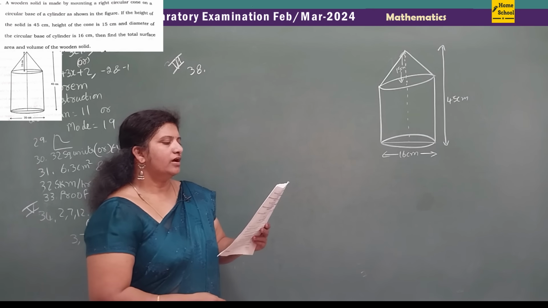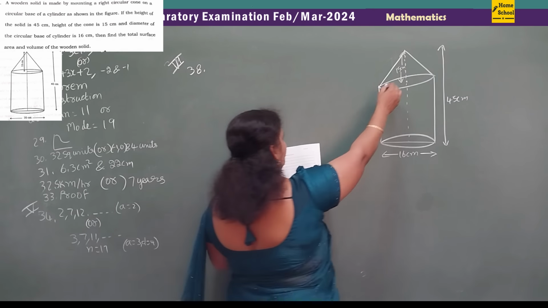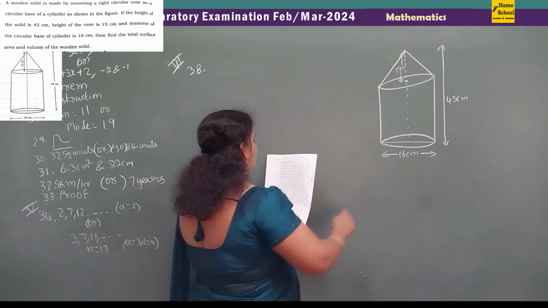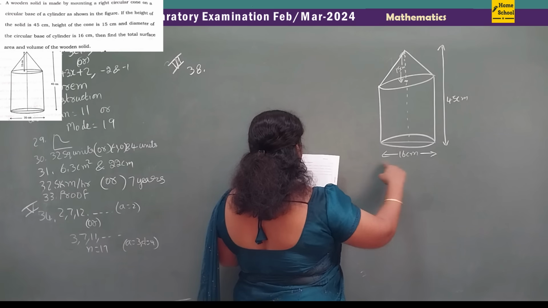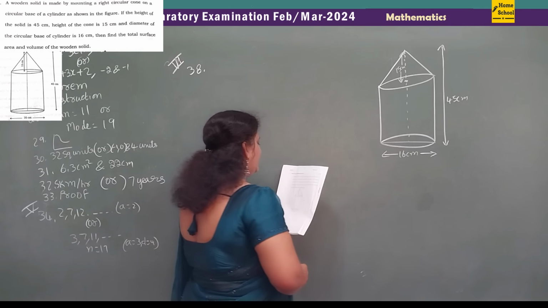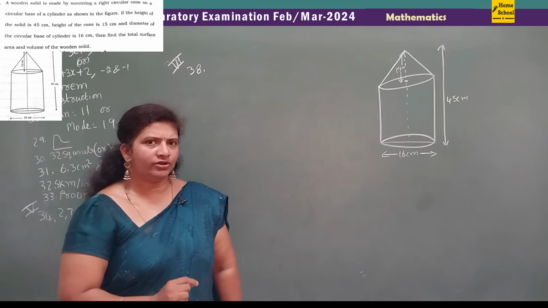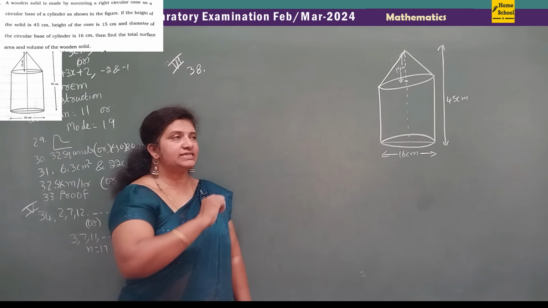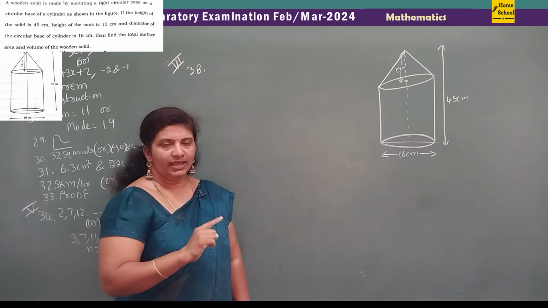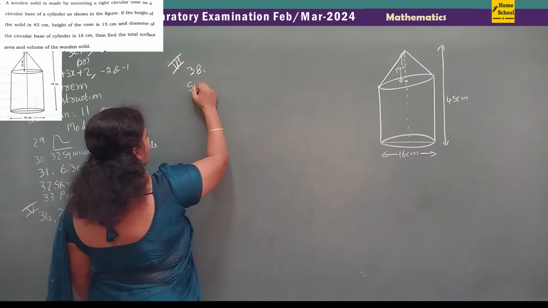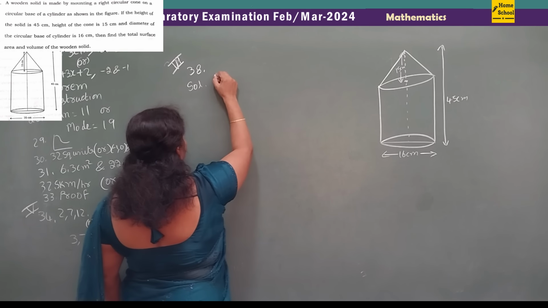If the height of the solid is 45 cm, what is the total height of the solid? 45 cm. Height of the cone is 15 cm from here to there. And diameter of the circular base is 16 cm. Then find the TSA and volume of the wooden solid. What we are going to calculate here? Total surface area of the solid and volume of the solid. Let's start writing with the given data here.